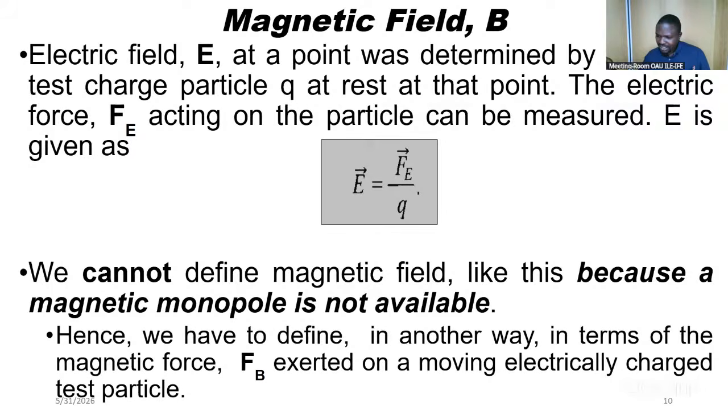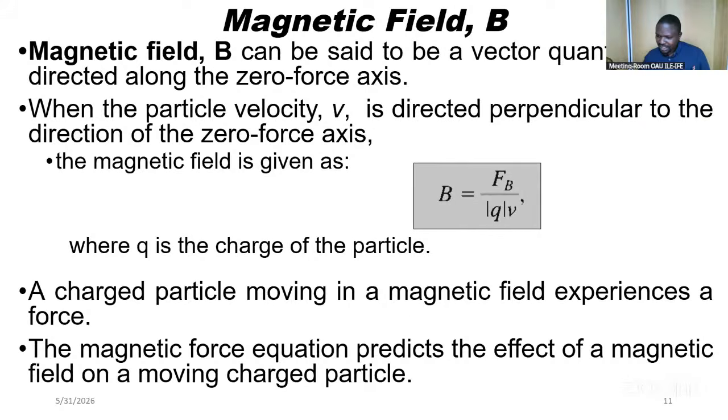Into it. So in that case, we can now say magnetic field is a vector quantity. It has already been established, and I told you from the beginning, that it has both magnitude and direction, and that it is directed along the zero force axis. So when the particle velocity v is directed perpendicular to the direction of the zero force axis, we can now say the magnetic field is given as.